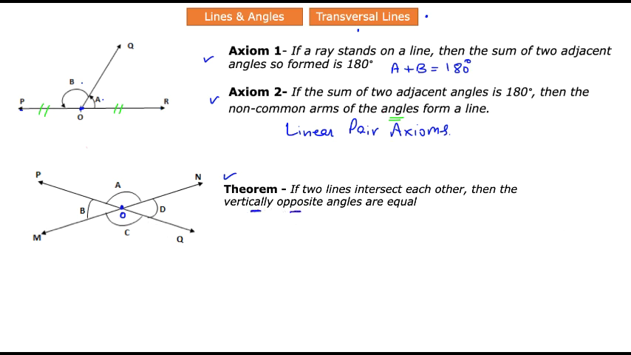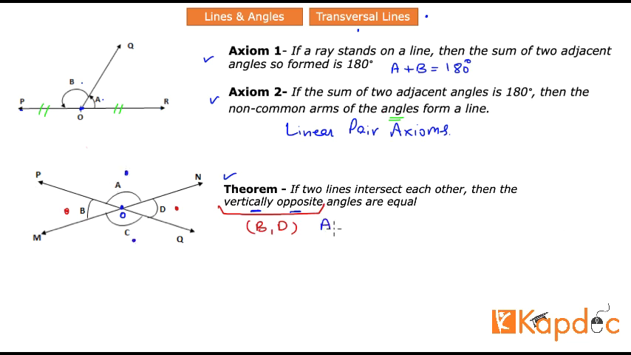Now, you are going to learn about this term called vertically opposite angles. So angle B and angle D are vertically opposite angles. So B and D is one pair, and then angle A and angle C is also another pair. So you can write it here, okay? So these two pairs are the vertically opposite angles. And we would like to prove that angle B is equal to angle D and angle A is equal to angle C.